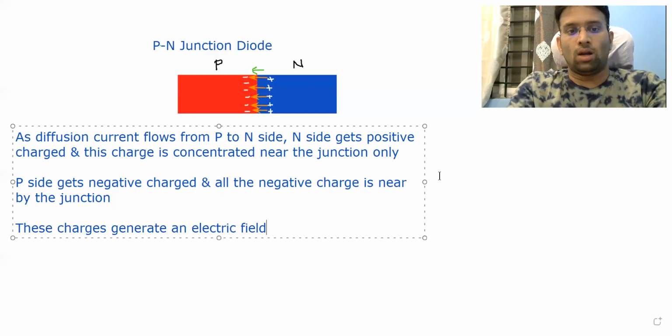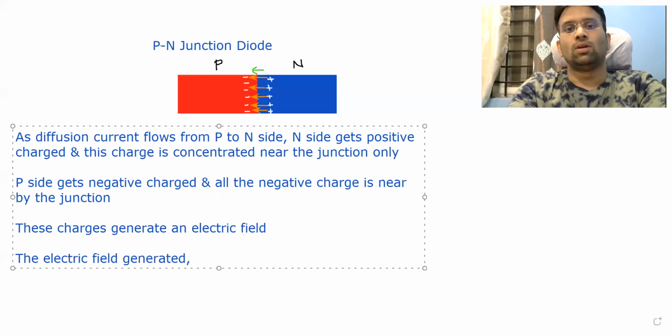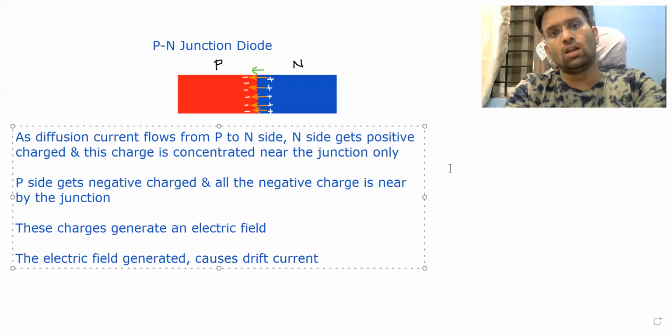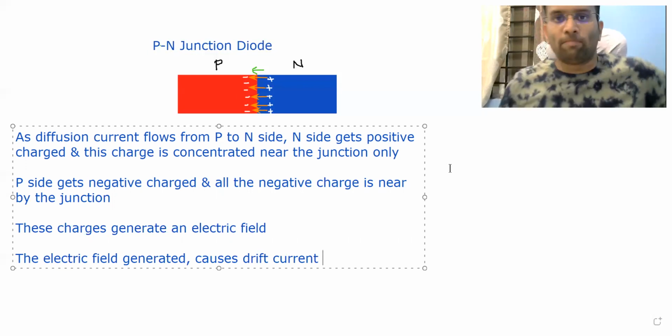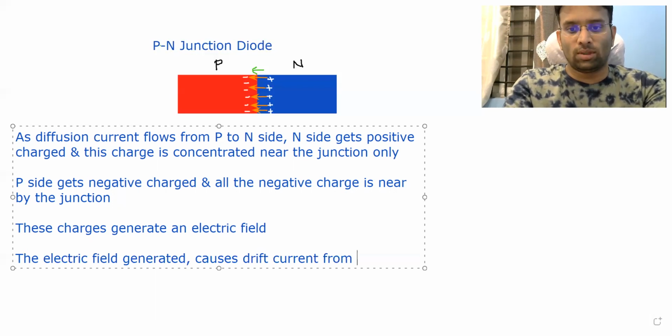Now, the electric field generated, because it is from N to P, causes drift current. That means our normal current, which you have discussed in the current electricity chapter, that current only. It causes drift current, but this will be from N to P side.